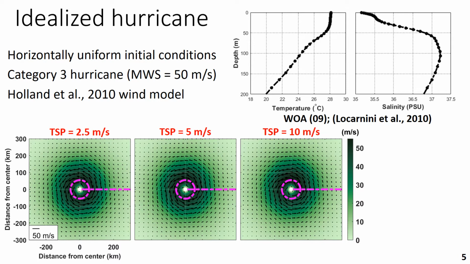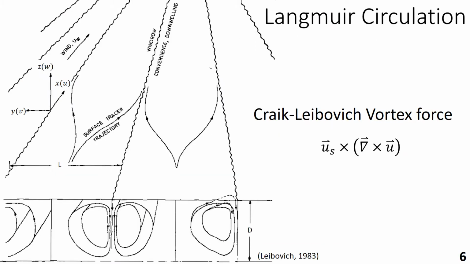Now, that I did from the Holland et al. 2010 wind model, where I selected a Category 3 hurricane with a maximum wind speed of 50 meters per second and a radius of maximum wind of 55 kilometers. This magenta circle here just shows the radius of maximum wind. The vectors are the wind speed, and the green is just to show the magnitude of the wind speed. The dashed magenta line is the storm track. So I ran these simulations for 72 hours for all three cases, again, to look at the different wave effects.